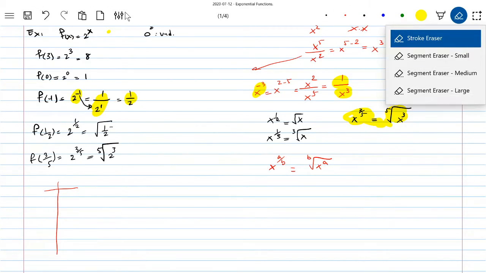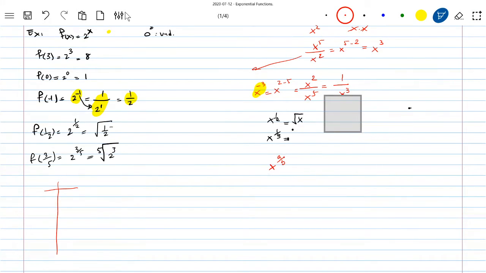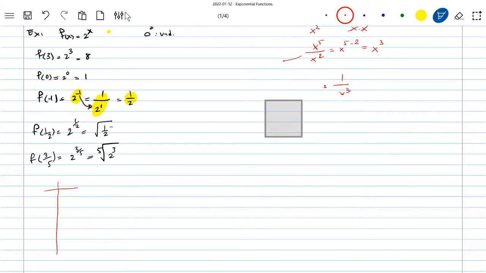Let me erase some of this stuff on the right side. Create some space so we can graph the function better. My computer for some reason is super slow at the moment. System is frozen. That was a mistake.